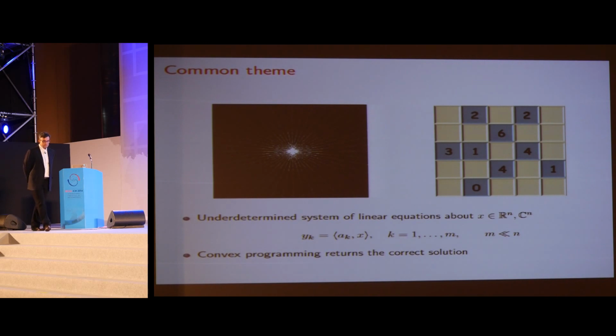Okay, so these two problems have something in common. In both cases, we have an object of interest, which is n-dimensional. I've got information about this object in the form of linear equations. So I have a linear system, y_k equals a_k·x, but I have a very partial view of x, so I have far fewer equations than the number of unknowns. So I have a highly underdetermined system, yet we've seen that it doesn't matter. Convex programming seems to return the correct answer.